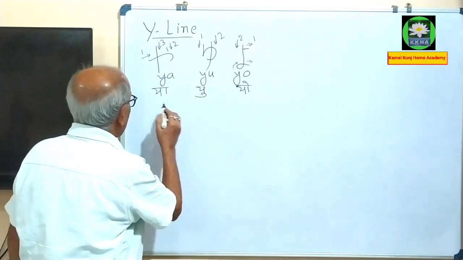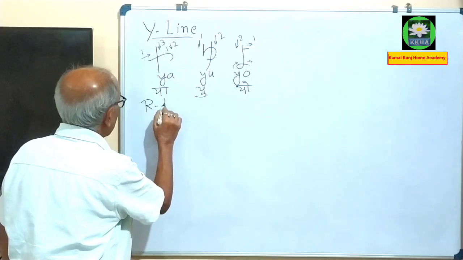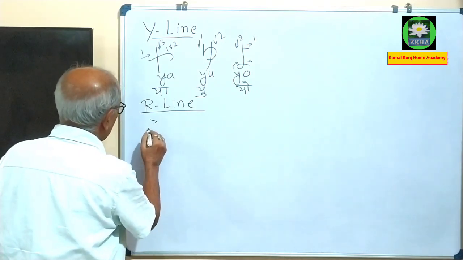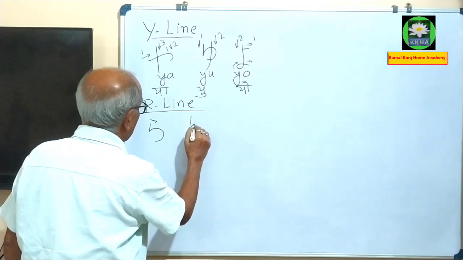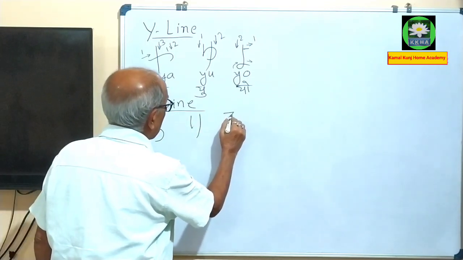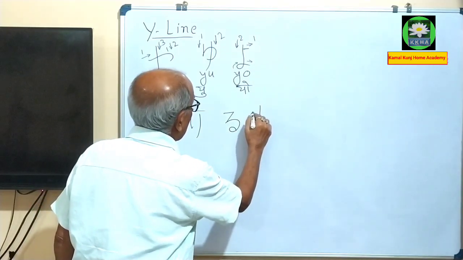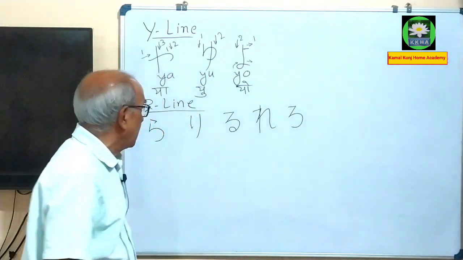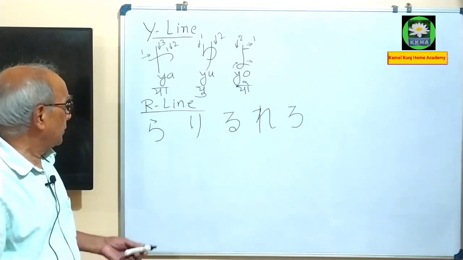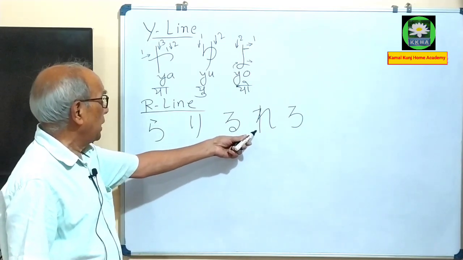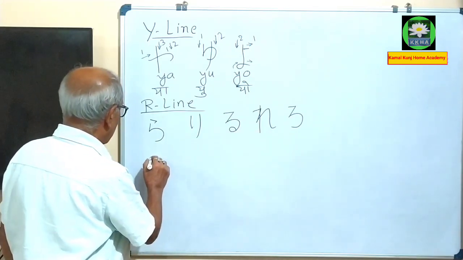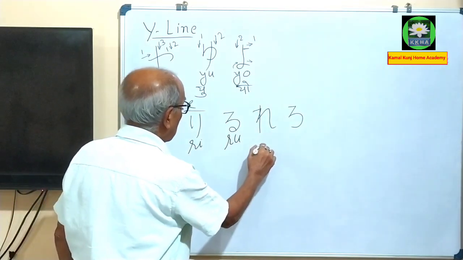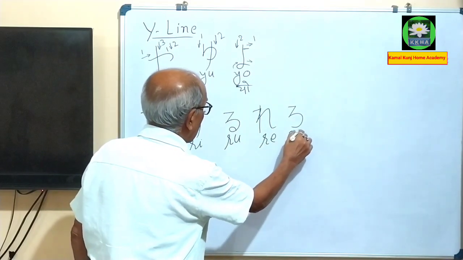Next is R-line Hiragana. These are R-line Hiragana: Ra, Ri, Ru, Re, Ro. Ra, Ri, Ru, Re, and Ro.